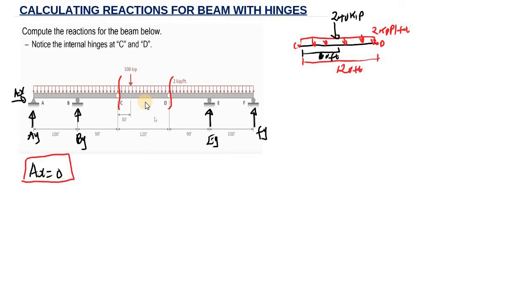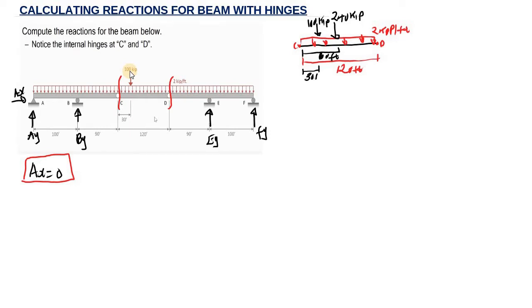Then we know we're also having 100 kip. As you can see, we're also having 100 kip applied on the beam. So this is 100 kip, and this 100 kip is located 30 feet from point C. So this distance is 30 feet.